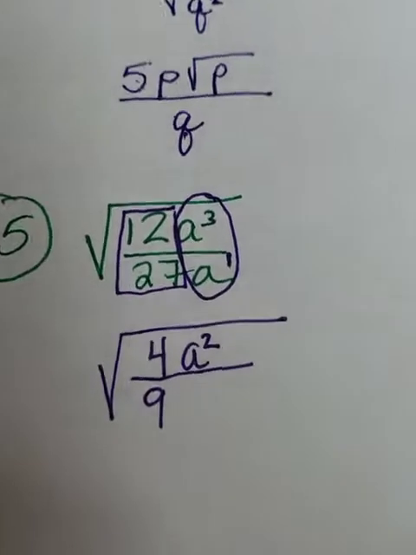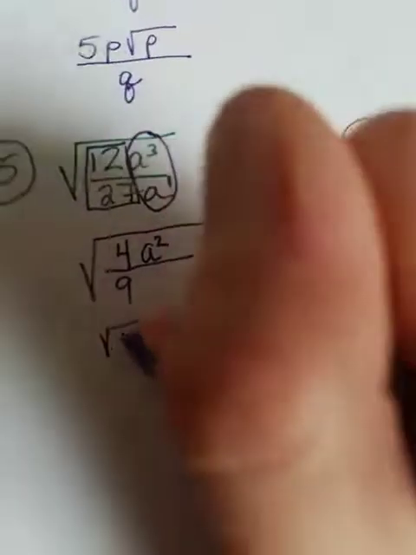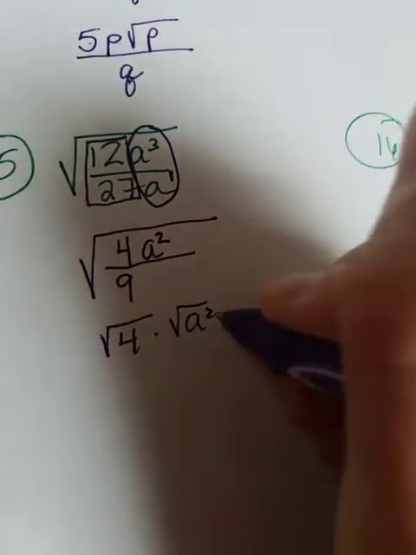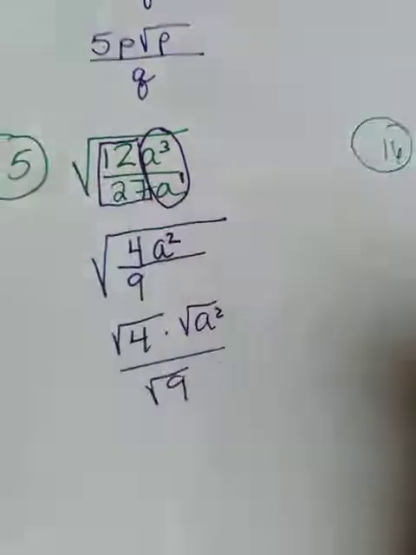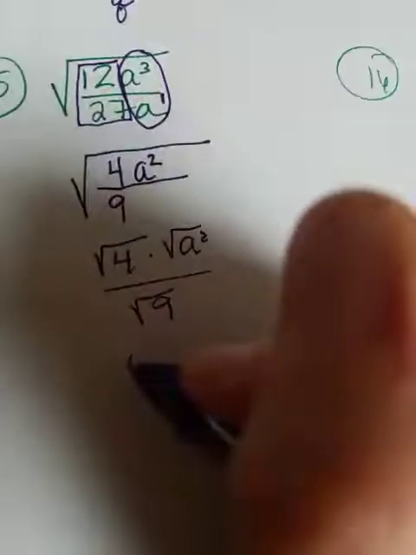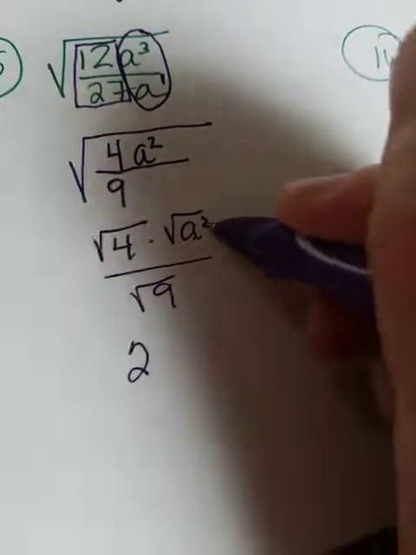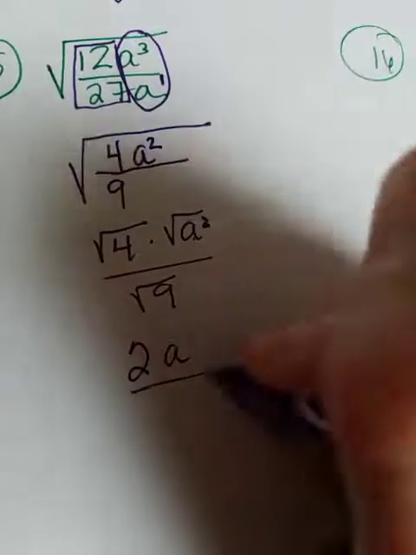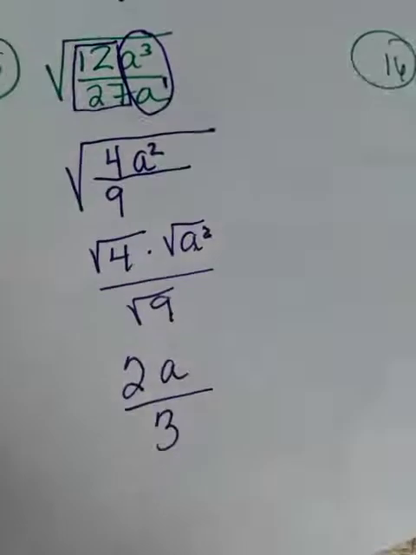So now I'm just going to take the square root of each term. Again, a lot of you would do this in your head, but I'm just showing it out. Okay. Square root of 4 is 2. Square root of a squared, 2 is even. 2 divided by 2 is 1. And square root of 9 is 3.